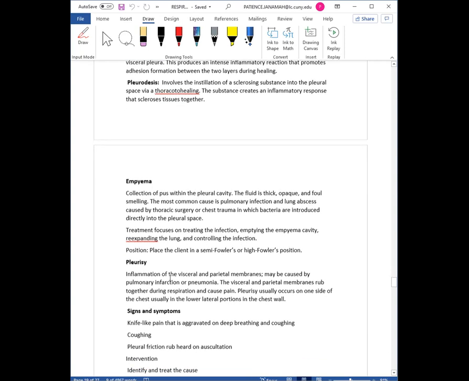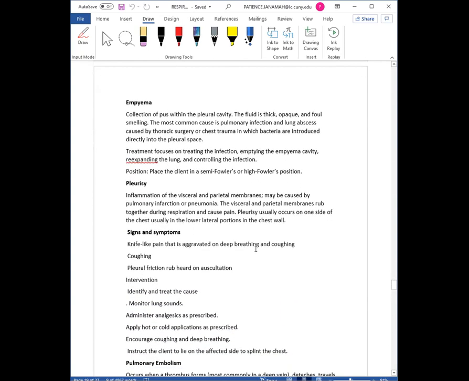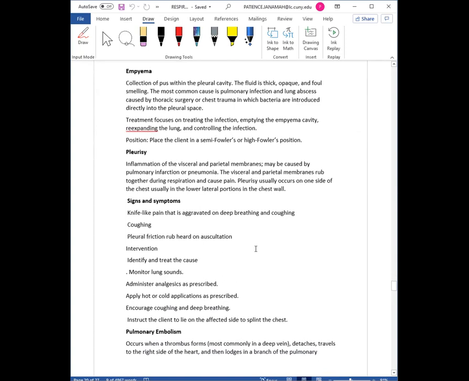Then we have pleurisy, inflammation of the visceral and parietal membranes. It may be caused by pulmonary infection or pneumonia. So if a patient has pneumonia, they can have pleurisy. So it's caused by either infection or pulmonary death, the death of the pulmonary tissue. The visceral and parietal membranes rub together during respiration and cause pain.